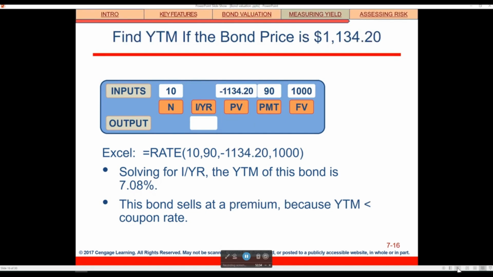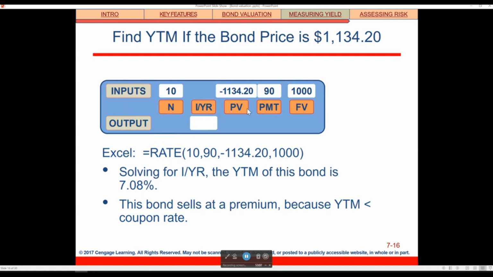So let's look at the second example. In this example, they gave us the future value, or the face value, 1000. Your coupon interest payment is 90. Your number of periods is 10, and your present value is minus 1134.20. I left the rate blank because I want you to try it yourself at home in order to solve for the interest rate. You can either use your calculator or your Excel sheet.